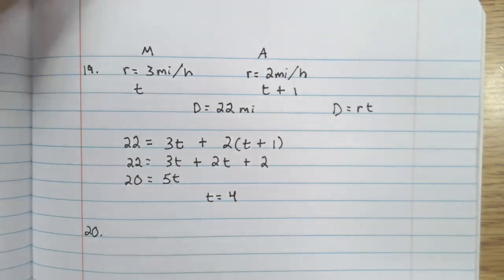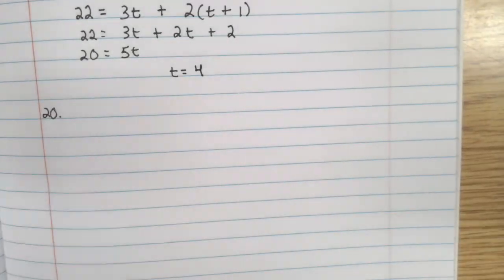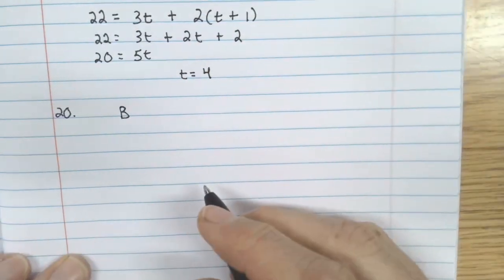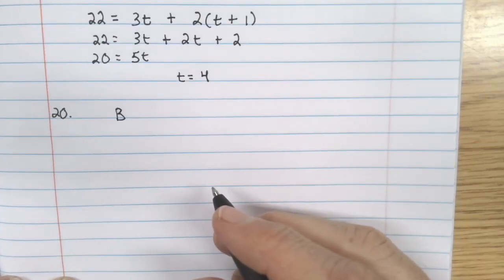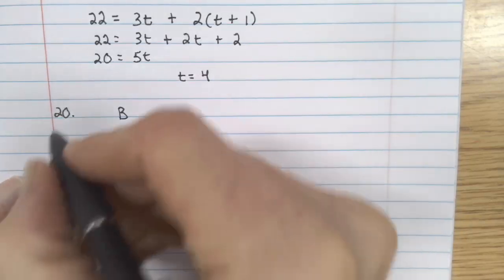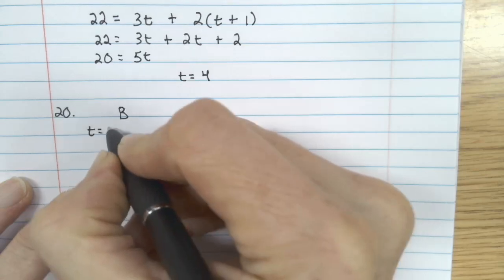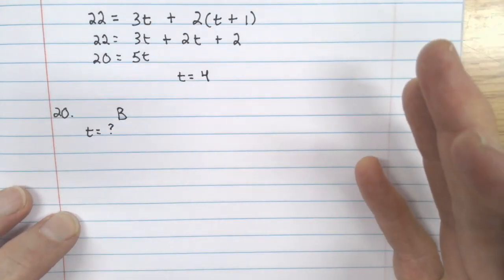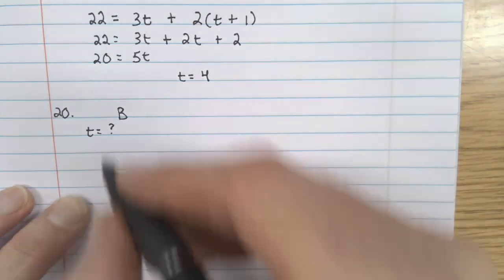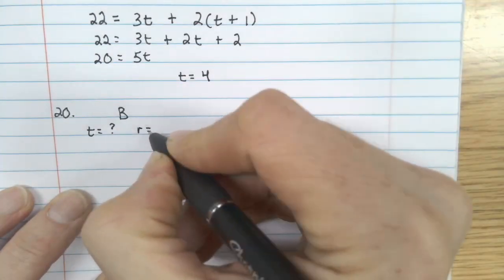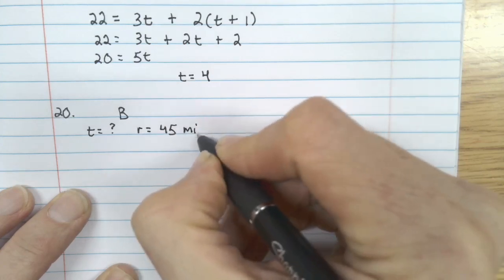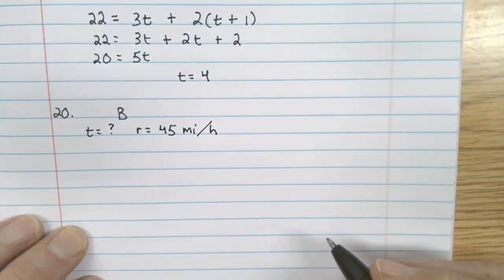Number 20. This one you have Bob. So I'm going to put a B for Bob. And they're telling us that Bob left Centerville at 11 a.m. So I don't actually know what the time is. I'll just put T with the question mark. I just know it's 11 a.m. But I don't know how long. And he travels west at a rate of 45 miles an hour. So there is Bob's rate. That's how fast he's going.